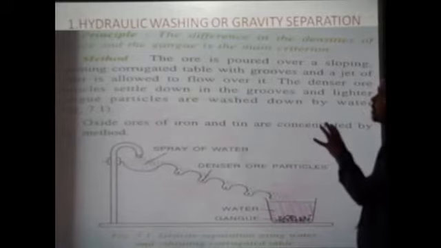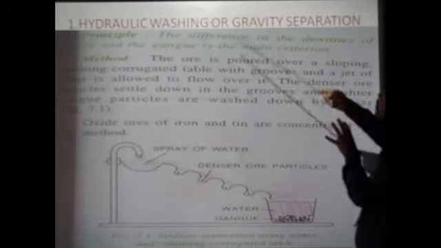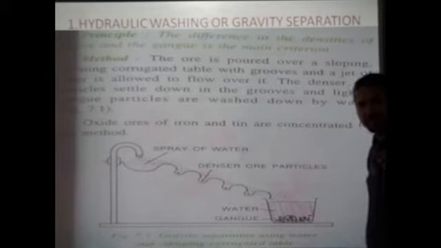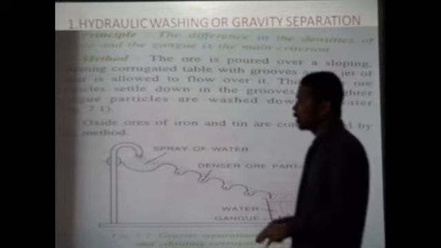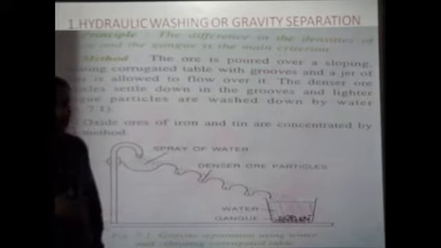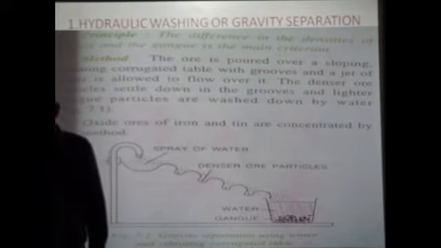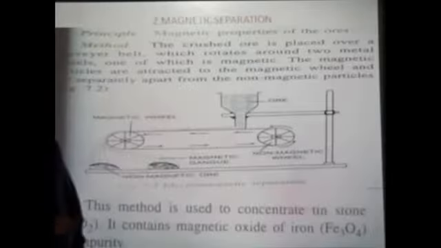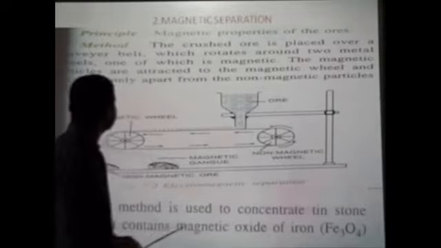So one of the conditions for the use of this method is that the ore has to be heavier than impurities. Now we'll see another way of concentrating ore, and that is magnetic separation. So see this magnetic separation.